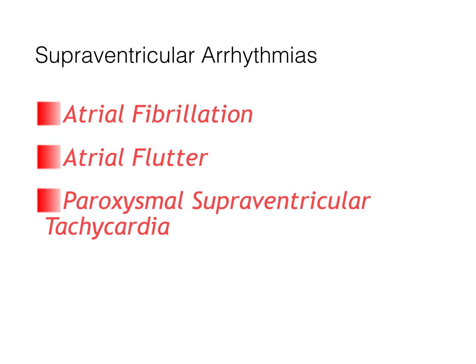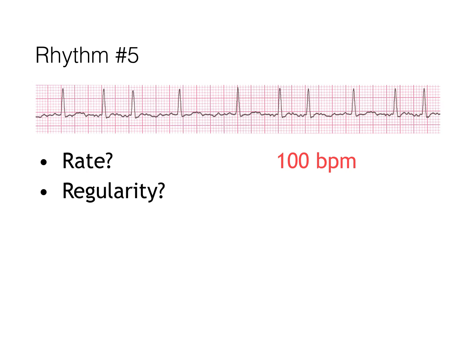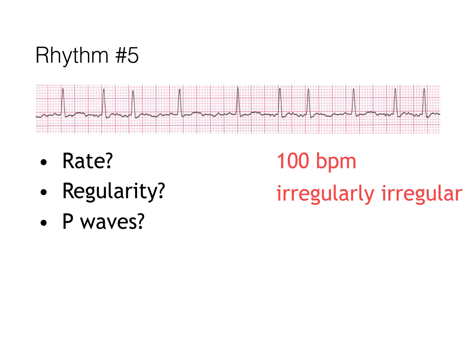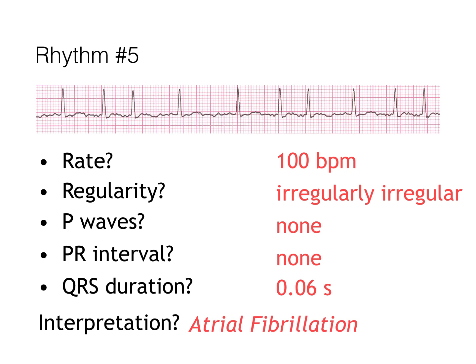Supraventricular arrhythmias: atrial fibrillation, atrial flutter and paroxysmal supraventricular tachycardia. Now in this rhythm, the rate is 100 beats per minute. Is it regular? No, it's irregularly irregular. What about P waves? There are no P waves. What about the PR interval? So there is no PR interval. QRS duration? Yes, it is normal. So the interpretation is that it is atrial fibrillation.